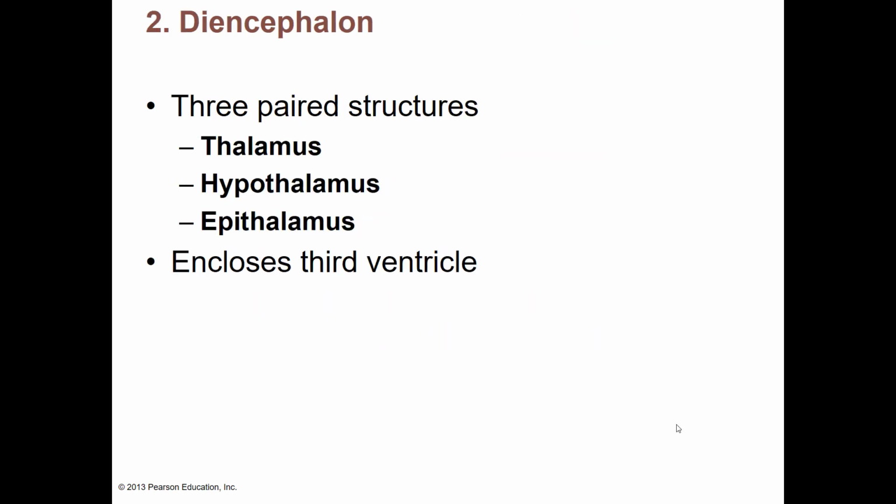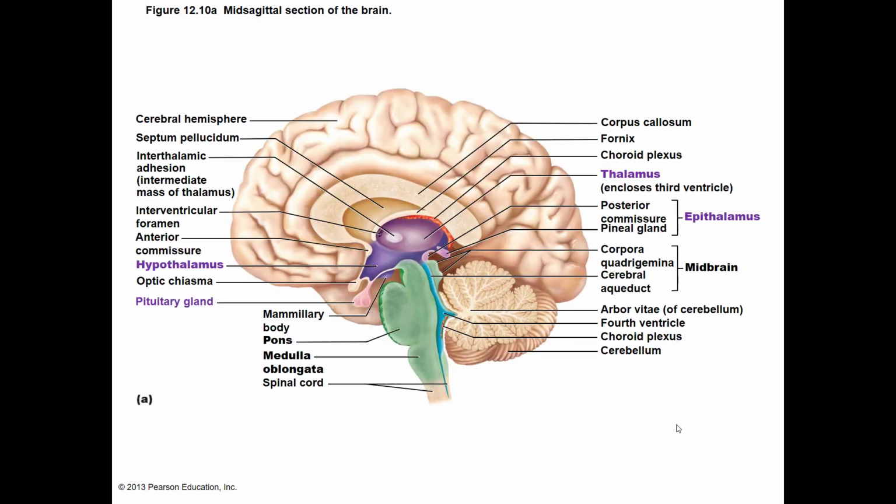The diencephalon is the big purplish region on that one image. It has 3 paired structures, one for each side of the brain: the thalamus, the hypothalamus, and the epithalamus. And it encloses a ventricle, an area where you're going to store some of that cerebrospinal fluid. Looking inside of here, the hypothalamus is all this purplish area, and we have the epithalamus over here.